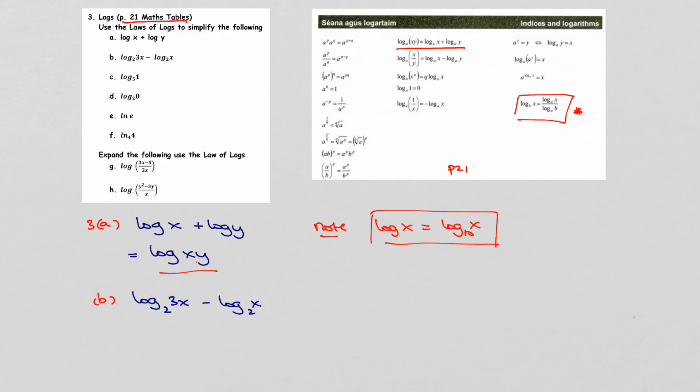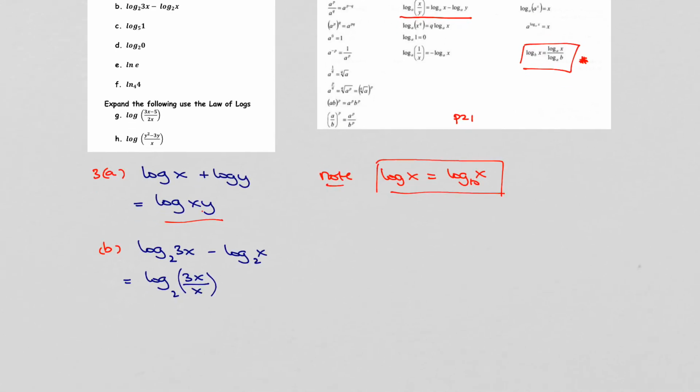So which rule is this? So we have a minus this time. So if we look at our maths tables, we can see that's actually going to be the second log rule there. And when we're subtracting our logs and the bases are the same, it's the same as writing it as x over y. So in other words, log 3x over x to the base 2. And of course, x will go into x there, leaving us with log 3 to the base 2.